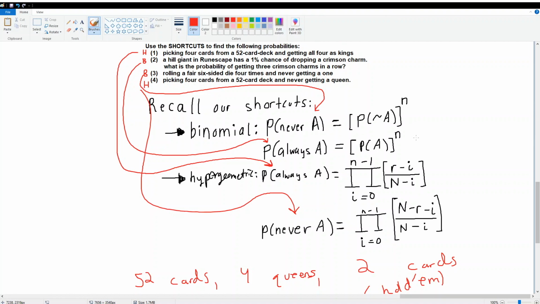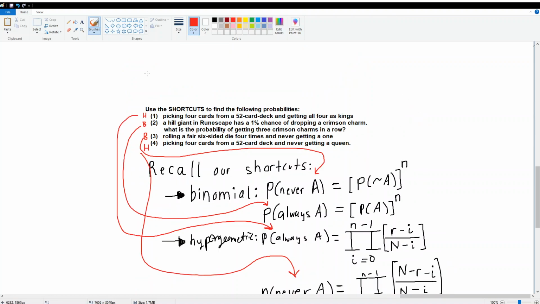So, in this case, let's start with 2 and 3, because those are computationally a bit easier. So for 2, it's always A. This is equal to chances of A occurring to the power of n. Well, the chances of getting a Crimson Charm are 1 out of 100, because 1%. And we're doing it a total of 3 times, because 3 in a row. So that's the power of 3. And this comes out to be 10 to the negative 6.